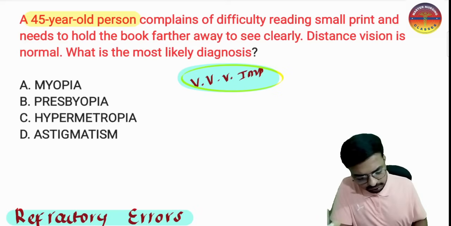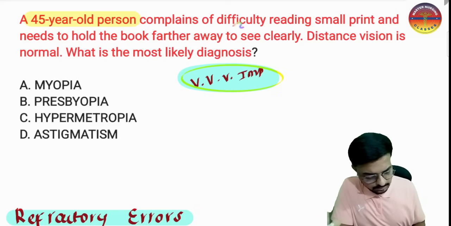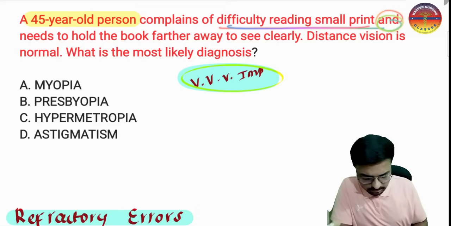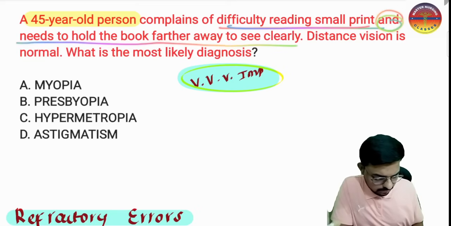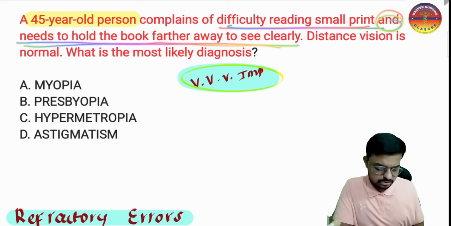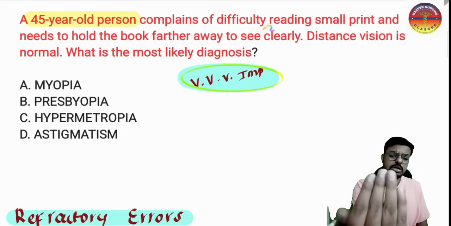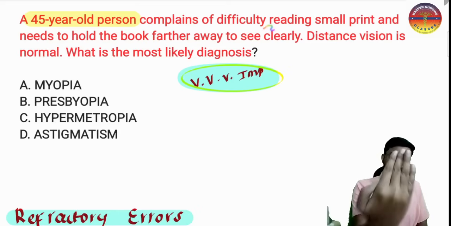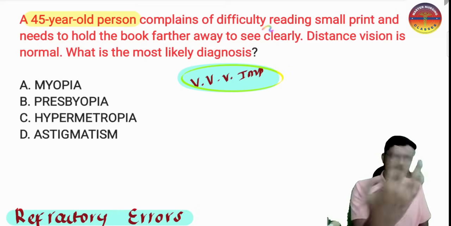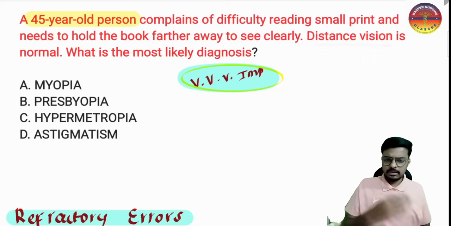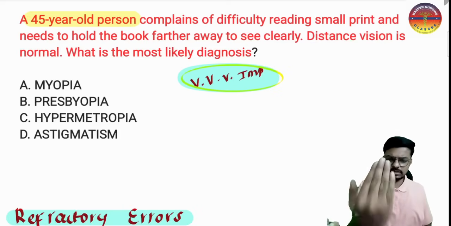So a 45-year-old person is complaining of difficulty in reading the small print and needs to hold the book further away to see clearly. So to see the word clearly, he has to hold the book away, not near. Then he is able to see it clearly. Distance vision is normal. So near vision is the problem here and distance vision is normal.